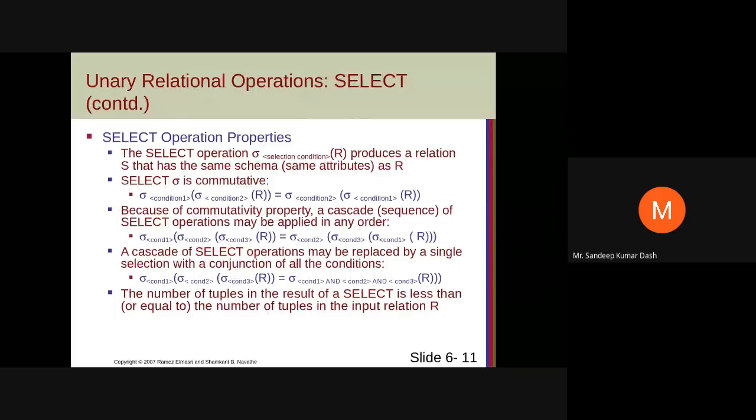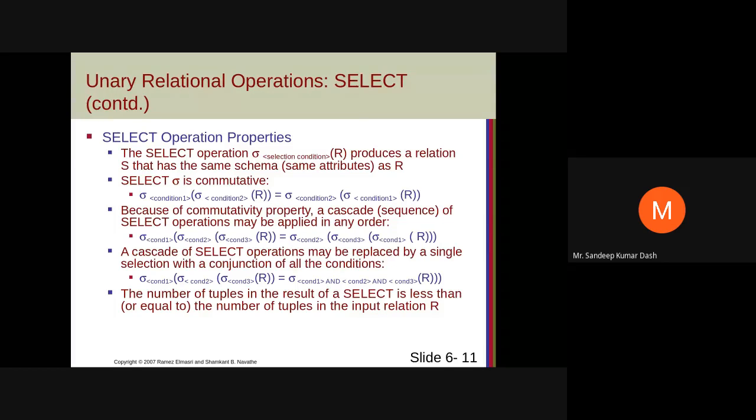The number of tuples in the result of a select is less than or equal to the number of tuples in the input relation R. That means as a result of the select operation, whatever condition you are applying, it may happen that some rows are selected, some rows are disqualified, or all the rows are selected, or none of the rows are selected.